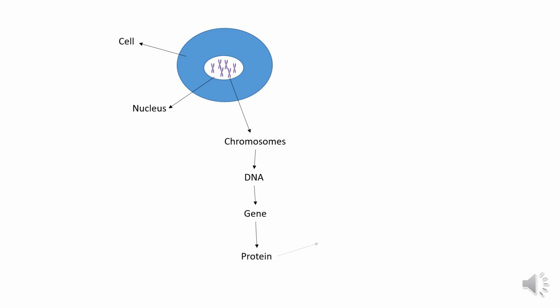Basically, protein synthesis involves two steps. The first one is transcription, the second one is translation. In transcription, mRNA is formed from DNA, and in translation, protein is formed from mRNA. Now we'll see how protein synthesis occurs in microorganisms.